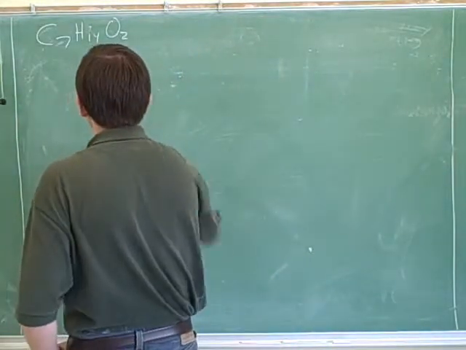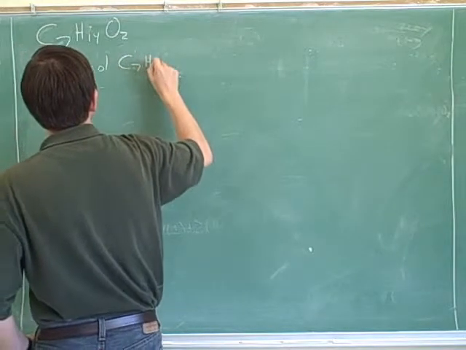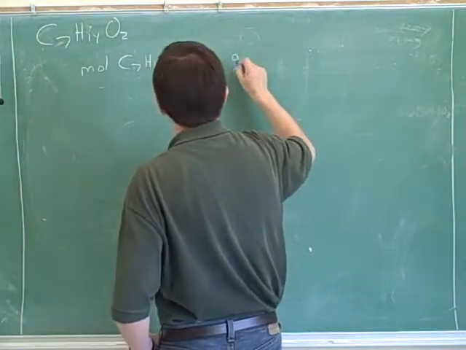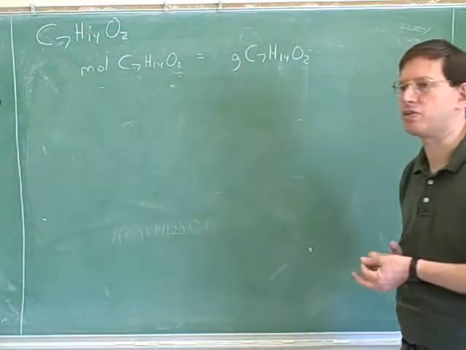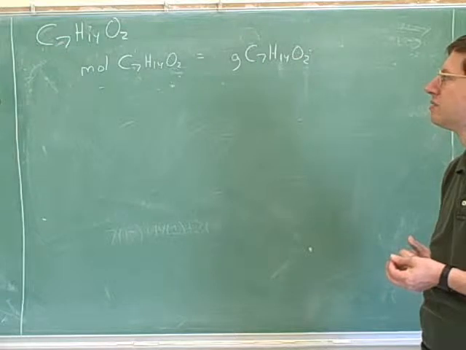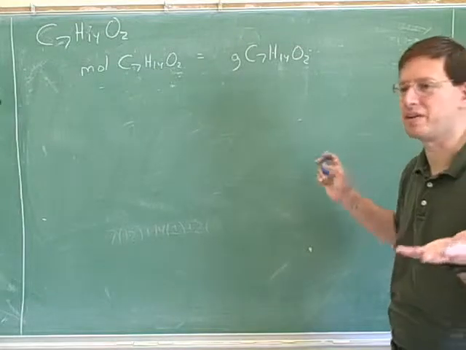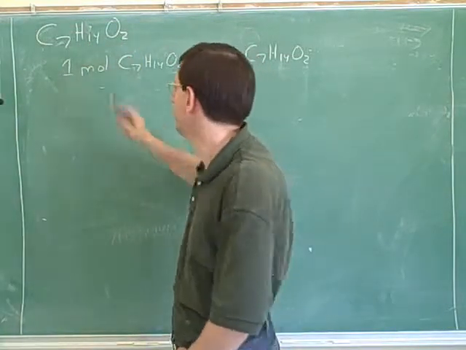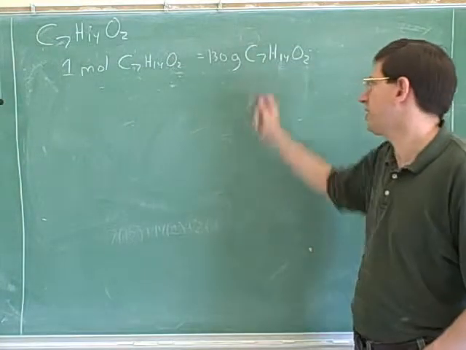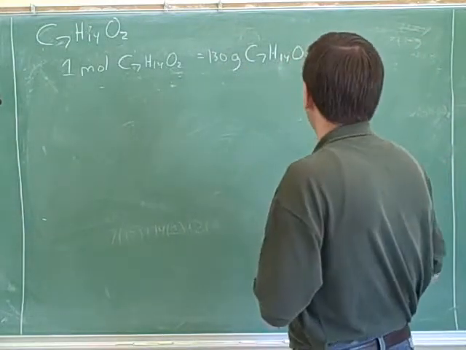Well, for example, we might try to write an equivalency here between moles of C7H14O2 and grams of C7H14O2. So how can we get an equivalency between these two things? 1 mole of this molecule is equal to 130 grams of this molecule. We already figured that out from the periodic table. So there's one equivalency that we get from this combined with the periodic table. The periodic table lets us go from moles to grams. You could use the periodic table to figure out 12 times 7 plus 1 times 14 plus 16 times 2, and that would give us this. So that's one of the equivalencies that we have.